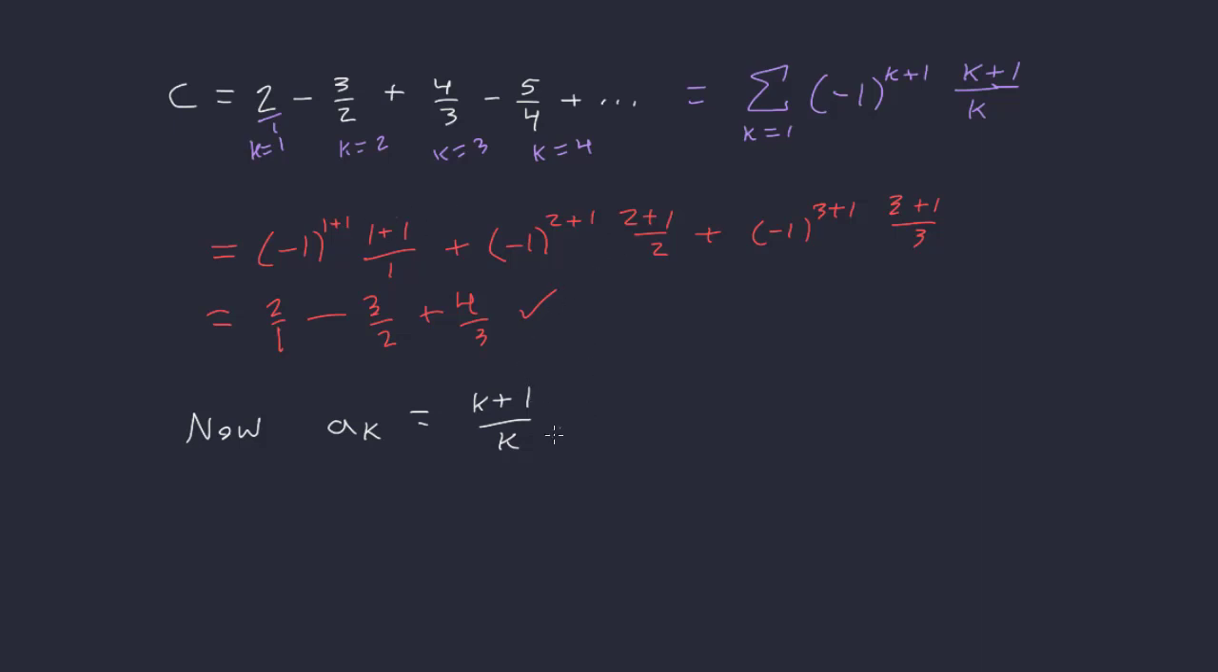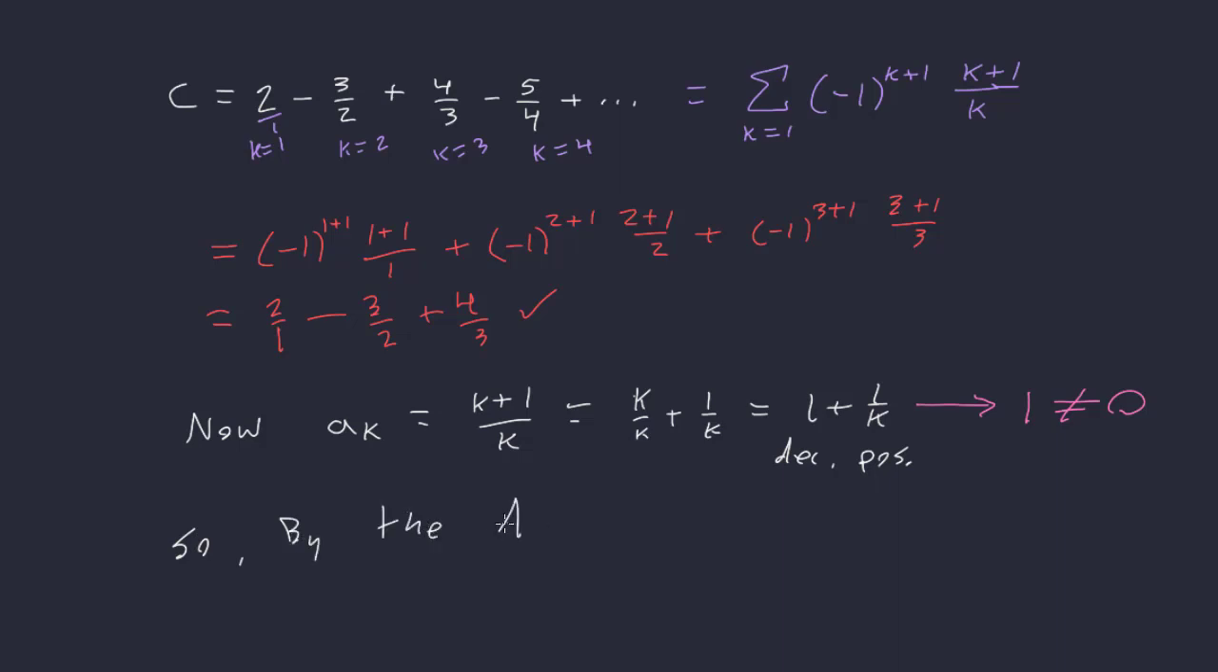Now, they are definitely decreasing. Okay, in fact, we can rewrite this as k over k plus 1 over k, which is 1 plus 1 over k. And so this piece will get smaller and smaller, so the whole thing's decreasing and positive. However, it does not go to 0. In fact, it converges to 1, which is not equal to 0. So, by the alternating series test, the series c diverges.